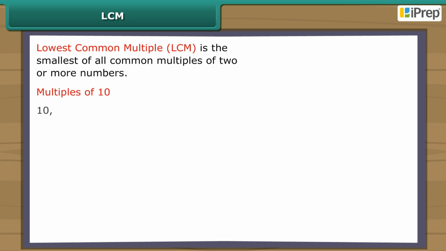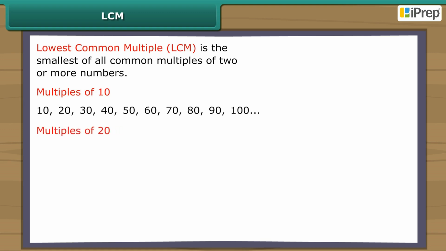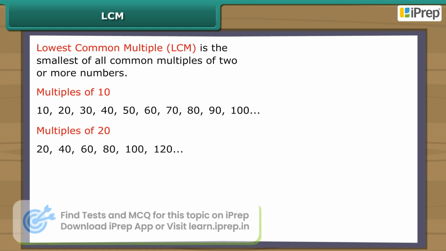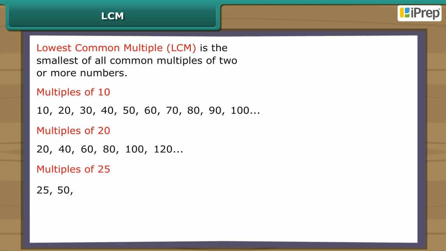Multiples of 10 are 10, 20, 30, 40, 50, 60, 70, 80, 90, 100 and so on. Multiples of 20 are 20, 40, 60, 80, 100, 120 and so on. Multiples of 25 are 25, 50, 75, 100, 125, 150 and so on.